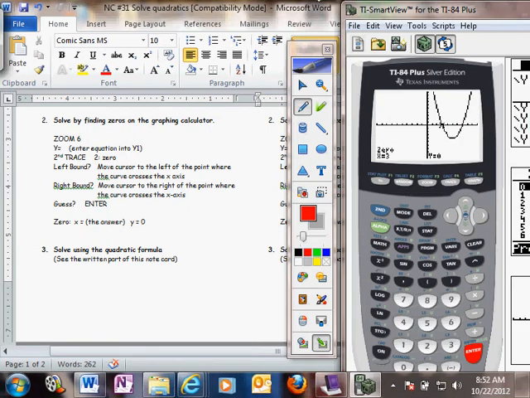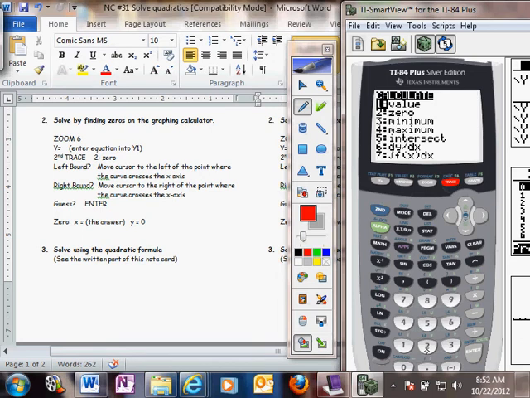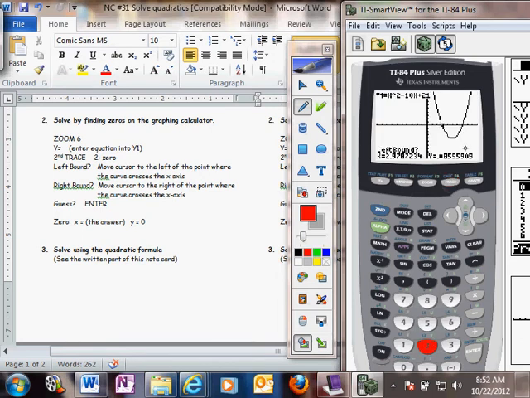So if I'm going to find this one again, I do second trace, zero, which is number 2. It's asking for left bound, so I have to scroll around here to the root. And in this case, left bound is going to be a little bit below the x-axis, so I hit enter. Now it's asking for right bound, so I want to go a little above the x-axis because this is to the right of that root, and hit enter. And now guess, and I see that that root, or zero, is 7. That's how you do it with a calculator.